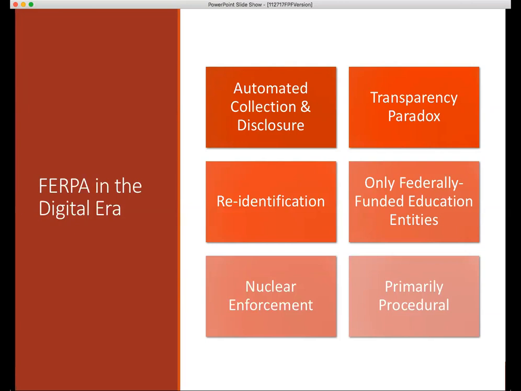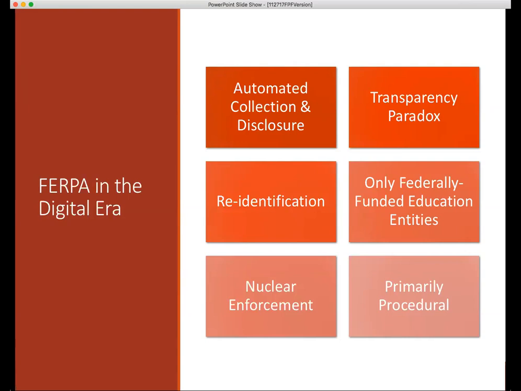In terms of FERPA, it only applies to federally funded education entities, which includes higher educational institutions that have students who are on federal aid. That does not address concerns about what vendors are doing with information that students might directly share with them that aren't through schools or universities.